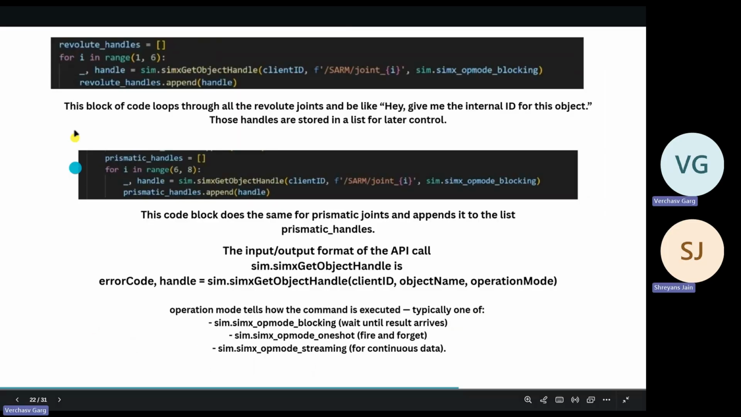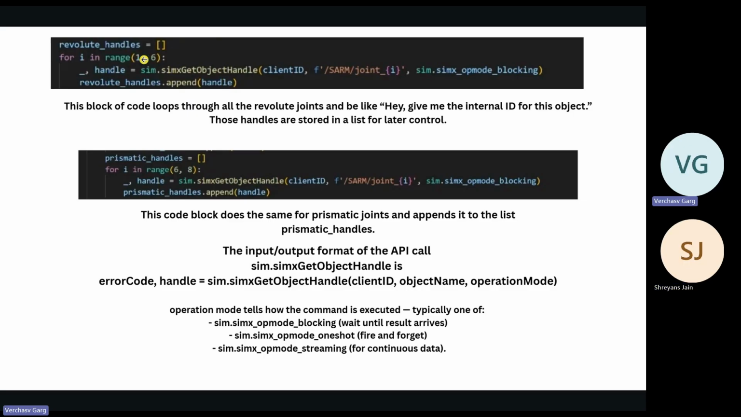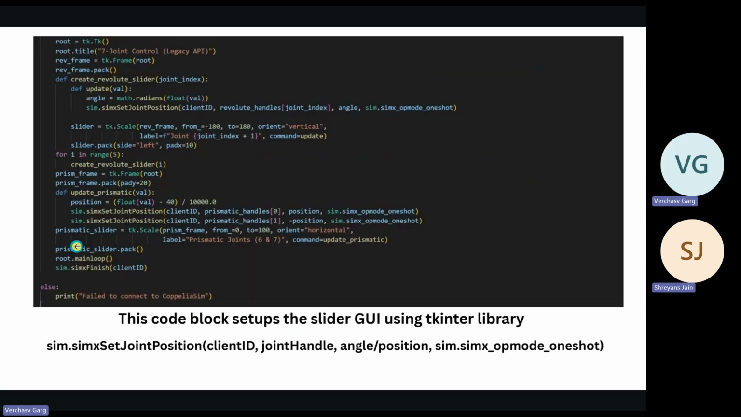So we have stored Revolut handle IDs in the Revolut handle list, and prismatic handle IDs in the prismatic handle list, using the loops. Now, this is the code block which draws the tkinter GUI. We won't be diving much into tkinter, but I will explain overall what is happening. The root line draws a window and keeps a frame in which we will put the sliders.